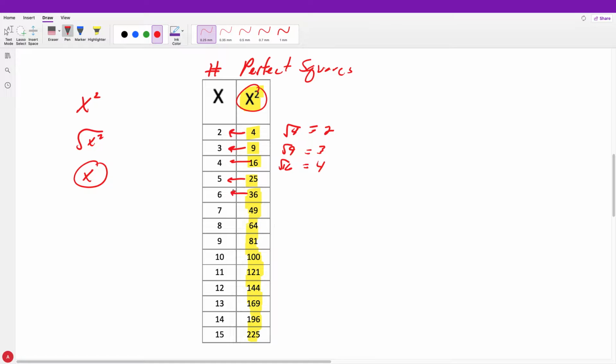So the square root of 36 is 6. The square root of 49 is 7. The square root of 64 is 8. The square root of 81 is 9. The square root of 100 is 10. The square root of 121 is 11, and so on.